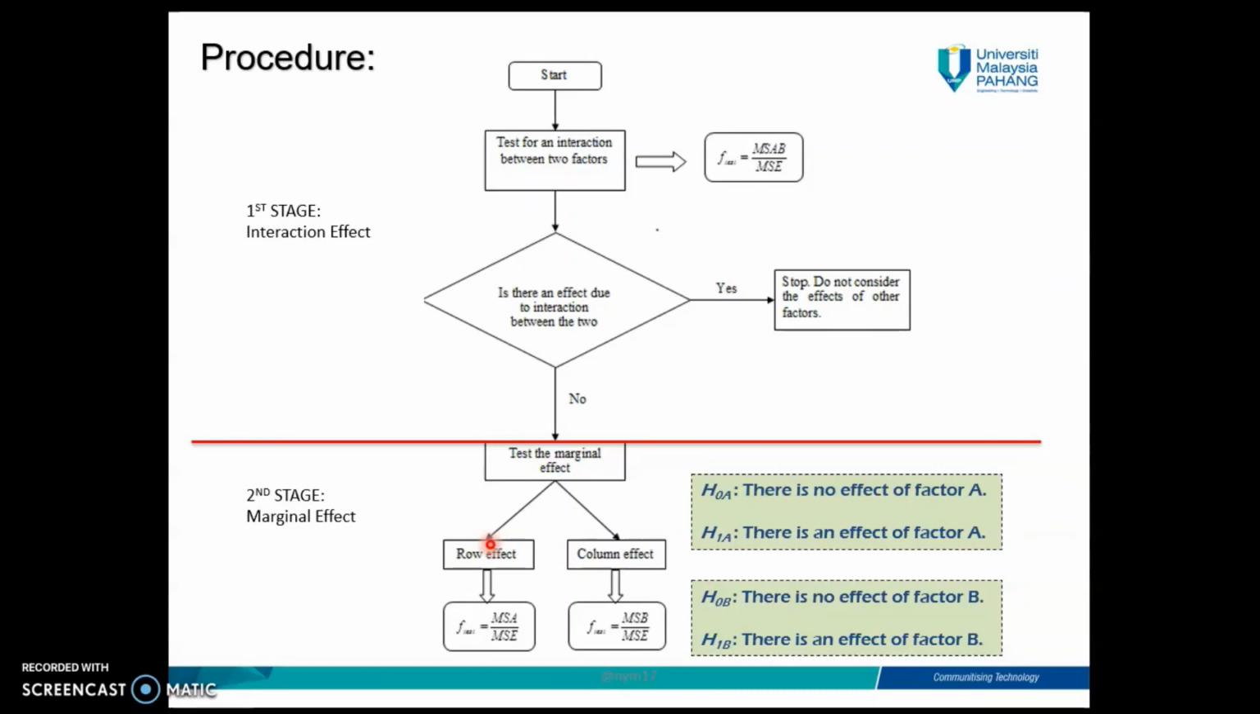I think you will get a better understanding of this process when I explain the example to you. So stay tuned for my next video to listen to the example for two-way ANOVA analysis. Stay tuned, class.